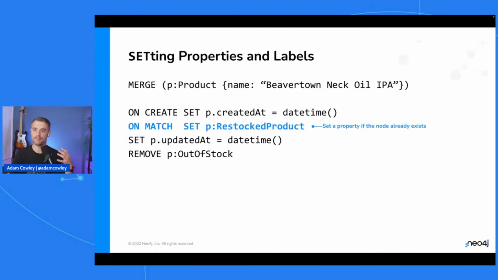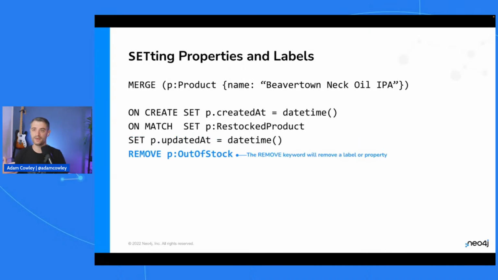If we run this statement and that pattern already exists, then we can do other things. So in this case, let's say we're looking at a product's inventory. We can set a restocked label on there to say that this has been restocked. It might be interesting for somebody in the sales department to work out which products have been restocked. And then we can set properties regardless of whether that node or relationship existed at that time. So in this case, we always want to set an updatedAt property.